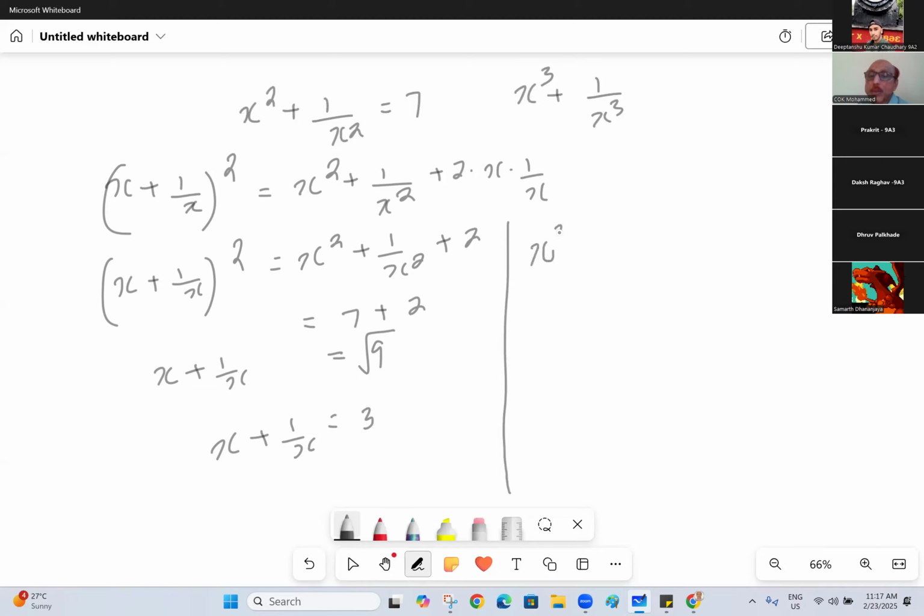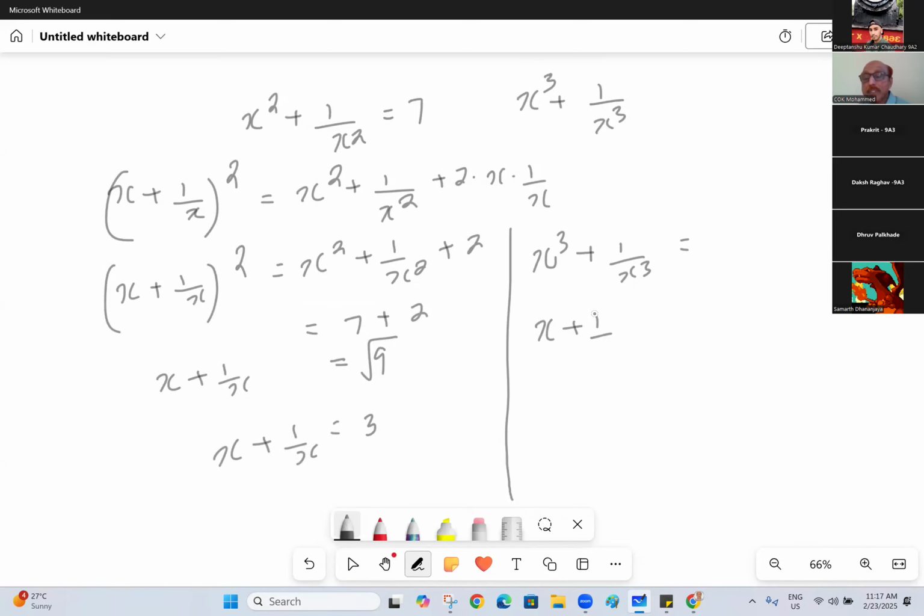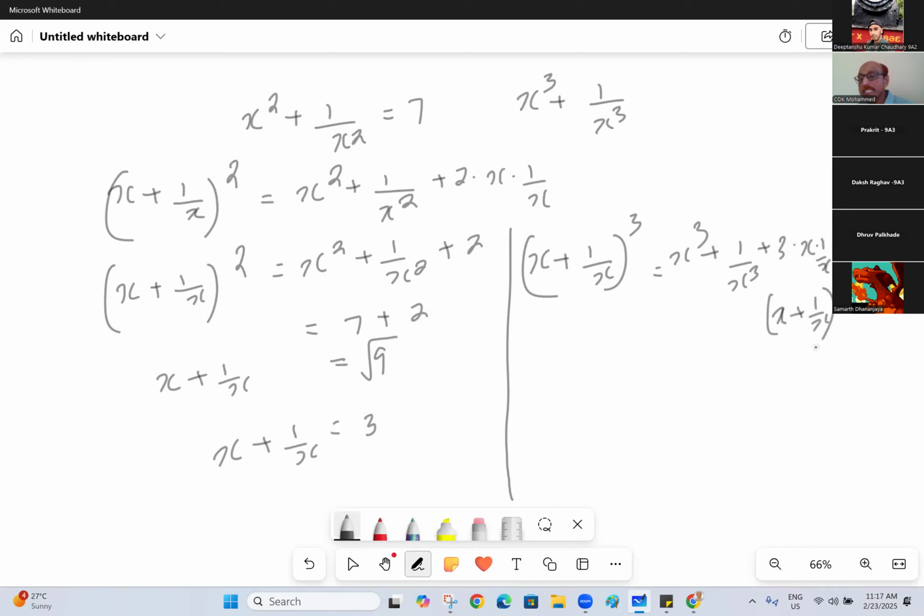Now, x cube plus 1 by x cube is equal to x plus 1 by x. That identity you don't have to study by heart; one identity you remember: x plus 1 by x, the whole cube is equal to x cube plus 1 by x cube plus 3 into x into 1 by x into x plus 1 by x.